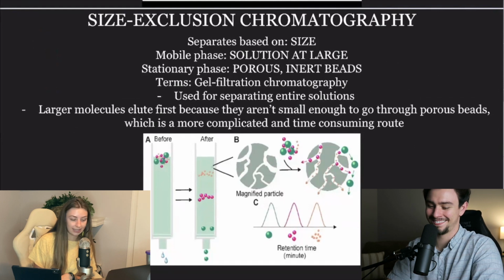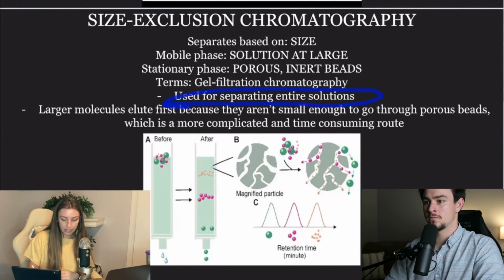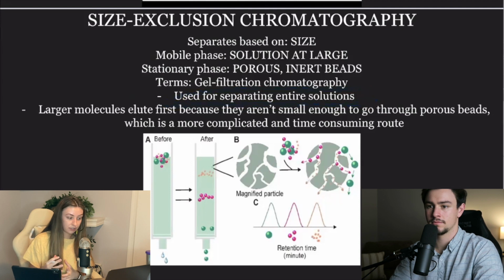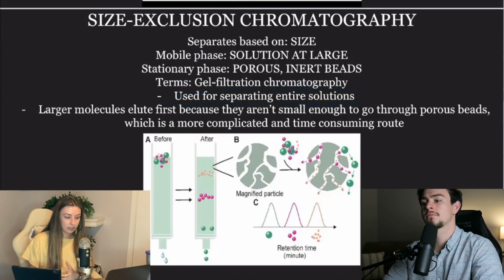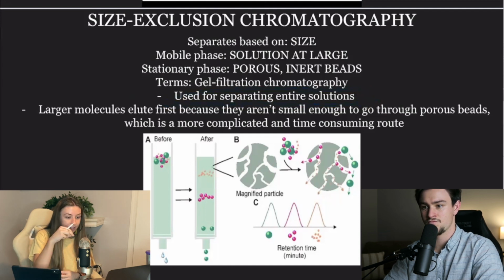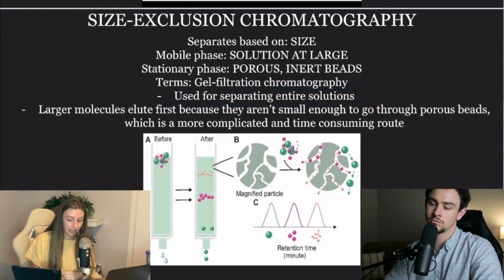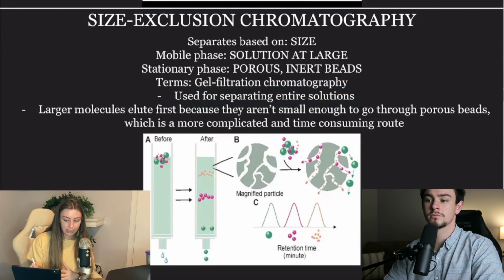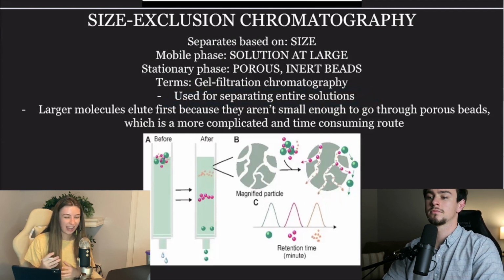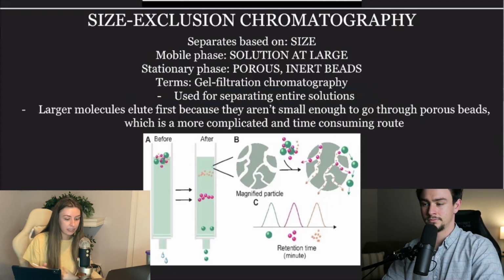Okay. It separates molecules based on size, and this is used for, again, separating entire solutions. So you've got a solution with a bunch of different sized molecules in it, and you want to separate based on size. Your mobile phase is going to be the solution at large, so you're just dumping your solution into this size exclusion chromatograph. And then your stationary phase is porous inert beads.